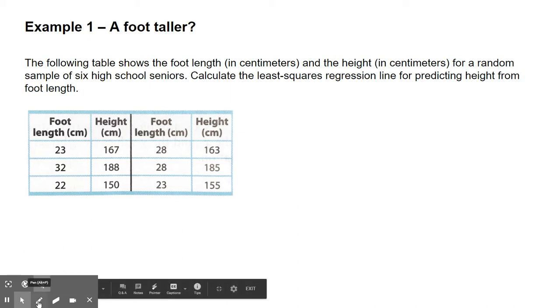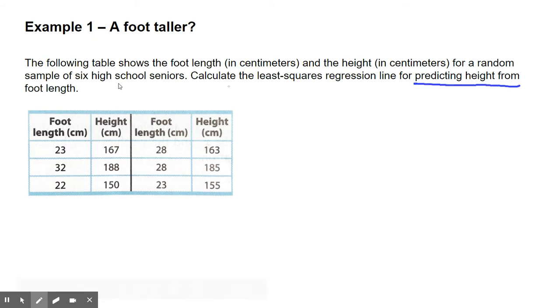So I want to be very clear here. Notice this says predicting height from foot length. You want to predict the height. That means height is the response. It's the y. And when it says from foot length, that means foot length is the explanatory variable from which you're getting the predicted height. So foot is the explanatory, or the x. So it's very important you understand or keep that straight.